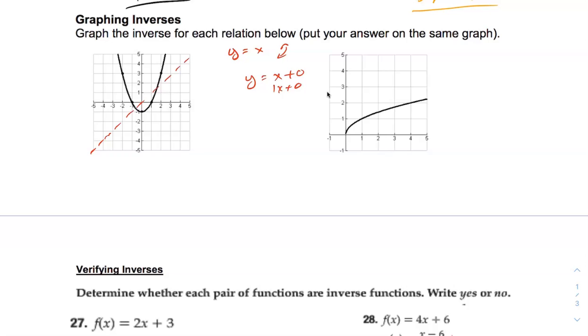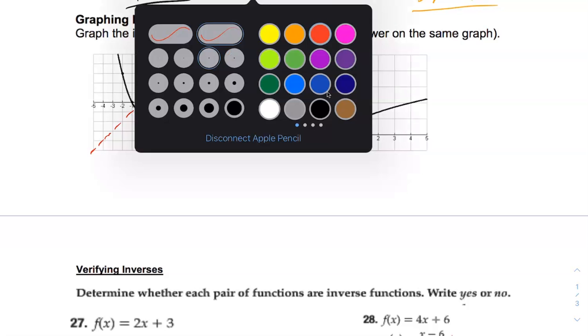So you're supposed to flip it across that line. Now, I'm not much of an artist, so I can never do that. So another thing I do is this.